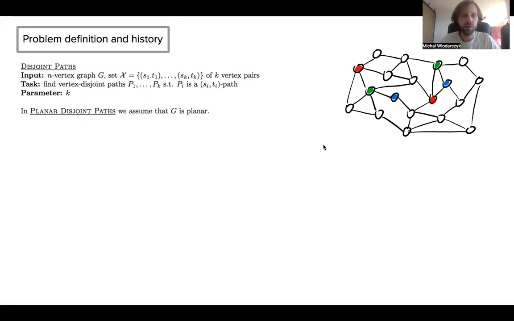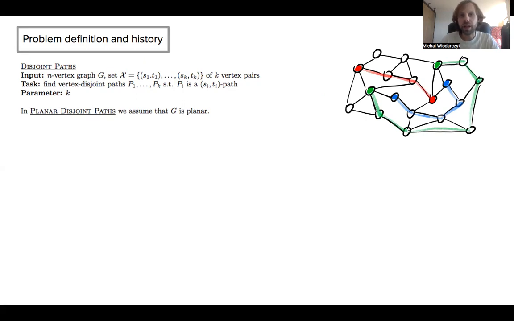So this will be about the Disjoint paths problem, a very fundamental routing problem. In the input, here we have an undirected graph G and k vertex pairs, and the task is to connect these vertex pairs with vertex disjoint paths. In planar disjoint paths, we assume that the input graph G is planar, as in the example over there. Here is an exemplary solution.